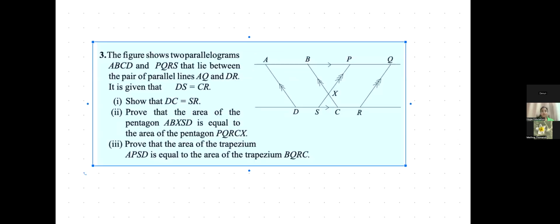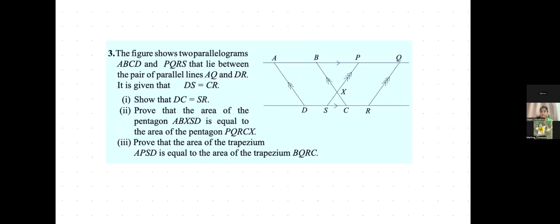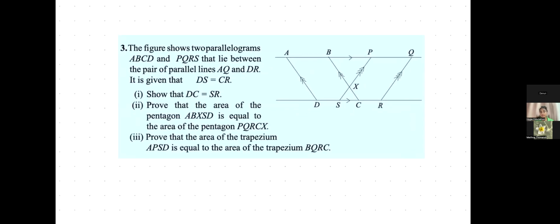All right. The figure shows two parallelograms ABCD and PQRS that lie between the pair of parallel lines AQ and DR. හරි අපිට තියෙනවලු parallelograms දෙකක්. We can see ABCD is one parallelogram, PQRS is another parallelogram. That we can clearly see. They lie between the pair of parallel lines AQ and DR. AQ DR මැද තමයිනේ ඒකත් අපිට පේනවා.